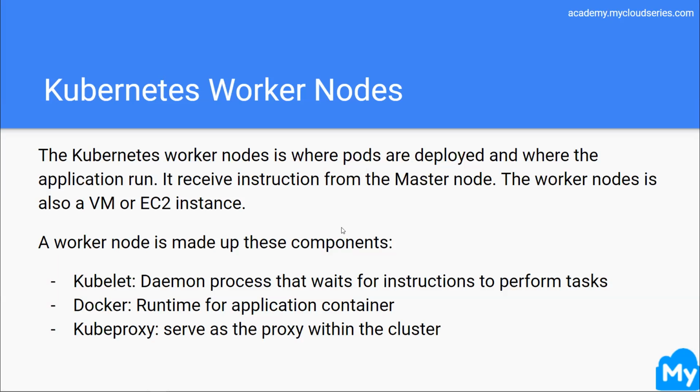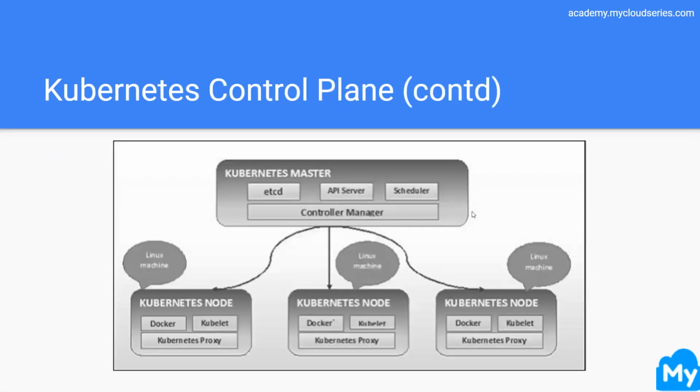The next thing you have here is Docker, which is the runtime for the application container. I use Docker as a runtime here; the runtime could be anything, basically. And then you have kubeproxy, which serves as the proxy within the cluster. Within a cluster, there are always network requests happening. So kubeproxy stands there to serve as the network proxy for requests coming into that worker node. This is a clear diagram of what a Kubernetes cluster looks like.